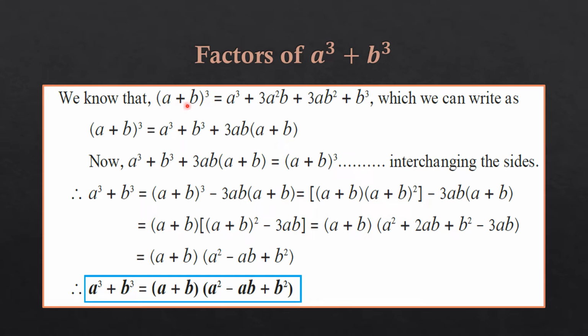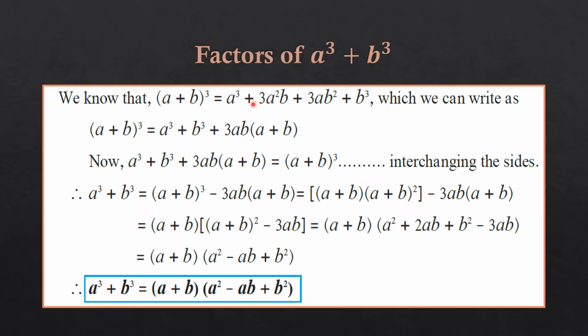Look here. (a plus b) whole cube is equal to a cube plus 3a square b plus 3ab square plus b cube. We already learned this formula. Now, if we take 3ab as common from the middle two terms, then we get (a plus b) whole cube is equal to a cube plus 3ab into (a plus b) plus b cube.